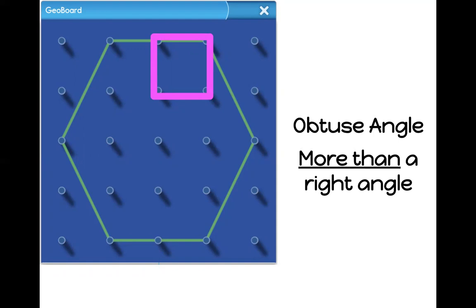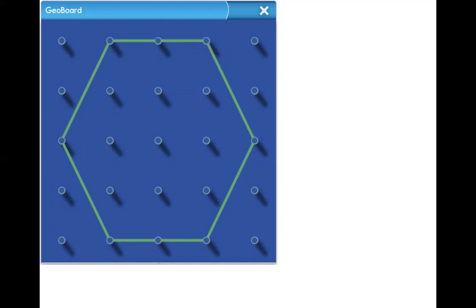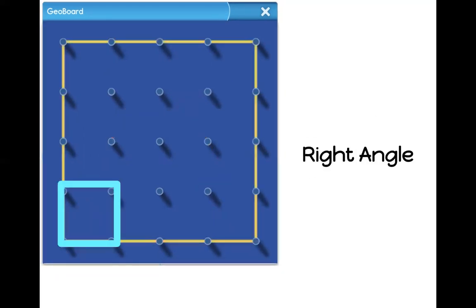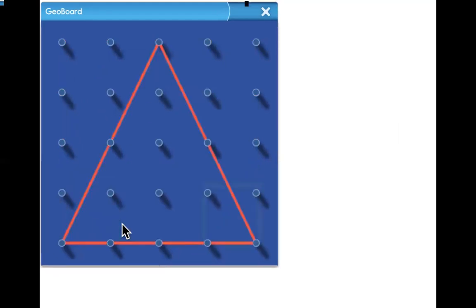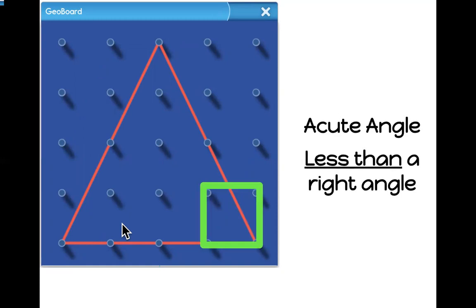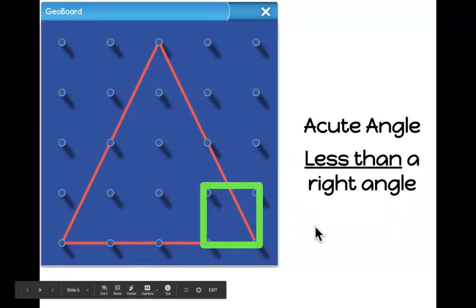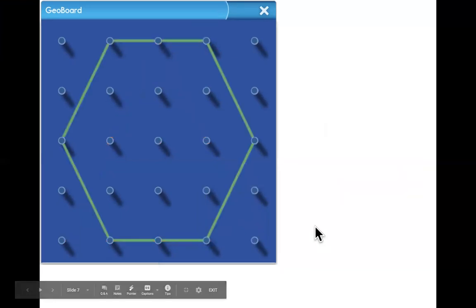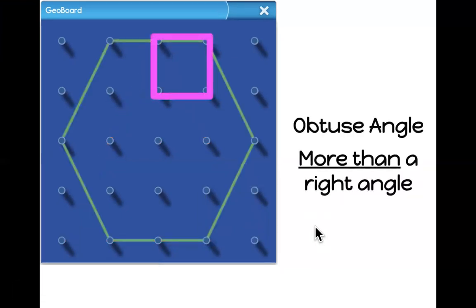Okay, so those are the three different types of angles. Again, a right angle makes the square. An acute angle is less than a right angle. It's smaller than that. And an obtuse angle is bigger than a right angle.